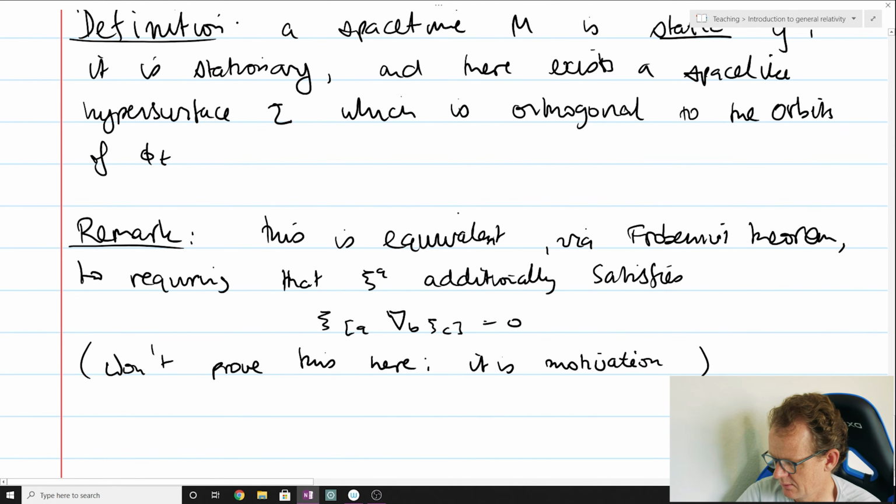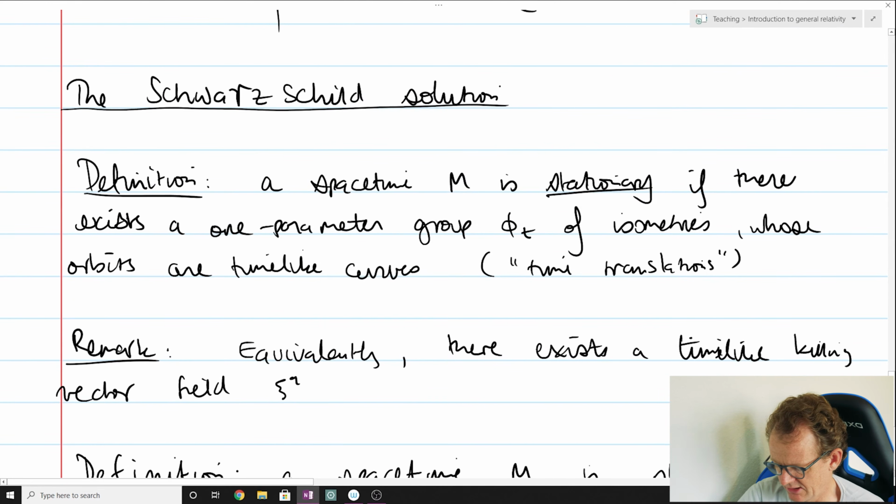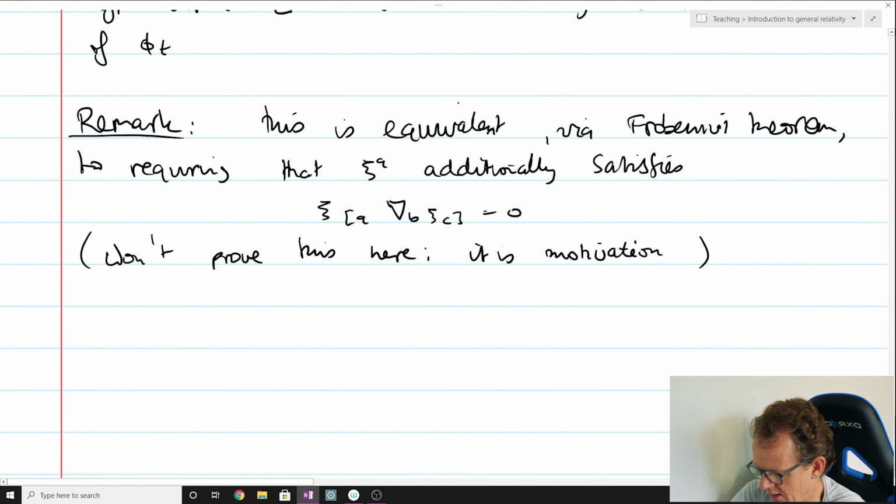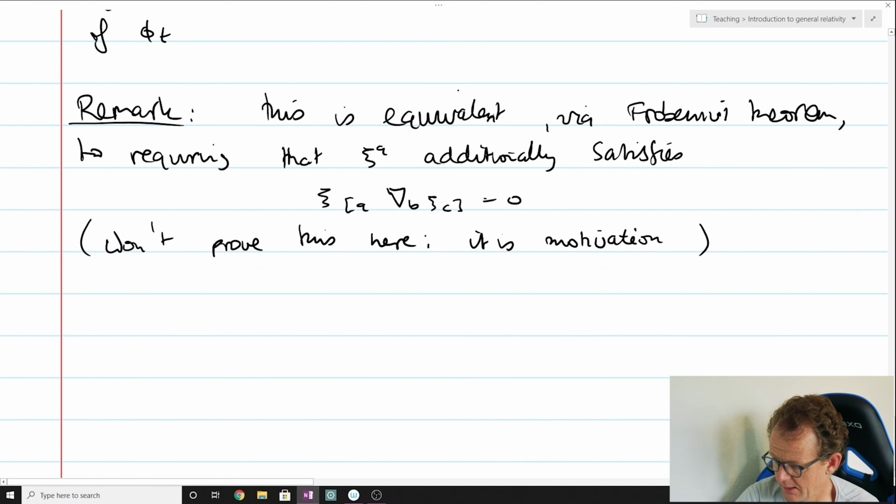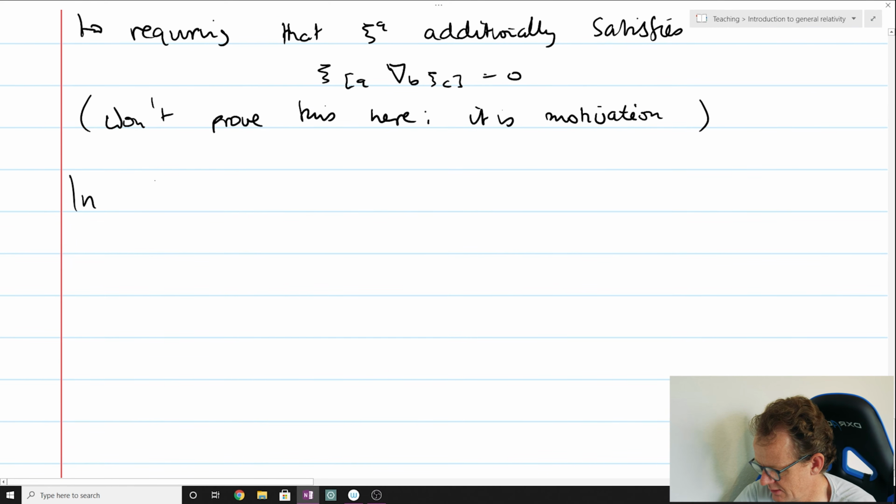So there are examples of spacetimes that aren't stationary. De Sitter spacetime: there is not a one-parameter group of isometries whose orbits are time-like curves. That's de Sitter's counterexample. And there are spacetimes that are stationary and not static. So in coordinates, let's just illustrate now.